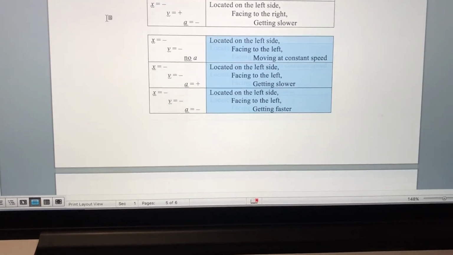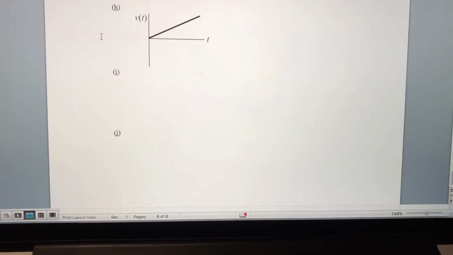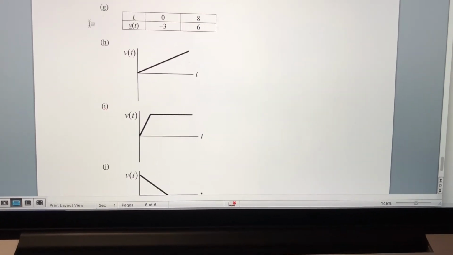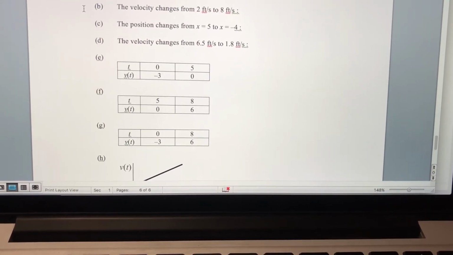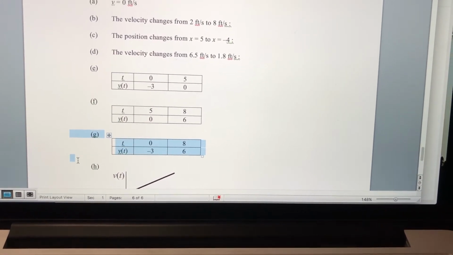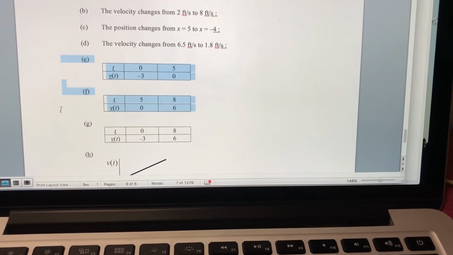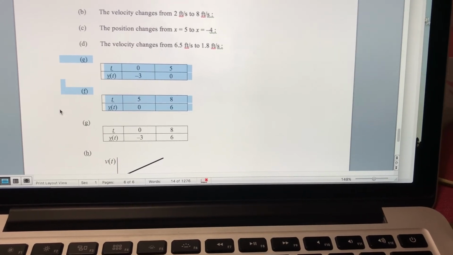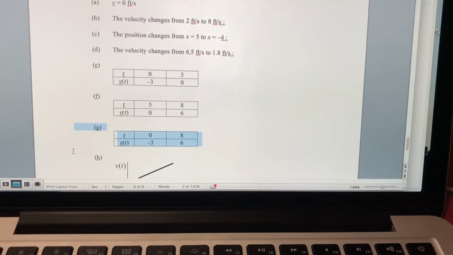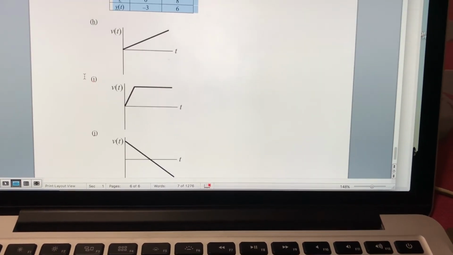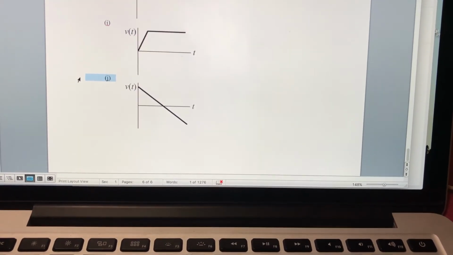Now finally, the last thing was these examples. I'd like you to do these on your own. Tell me what kind of motion the object is experiencing in each. And just a little note here, G is a combination of both E and F. So whatever E and F are doing individually have then been combined into G. So it's two questions in one. Same thing you can say about I. It's two questions in one. And J, also two questions in one.